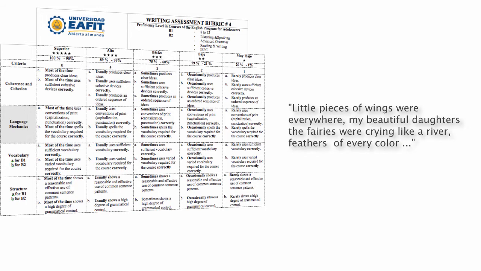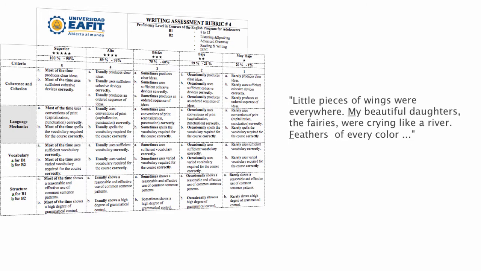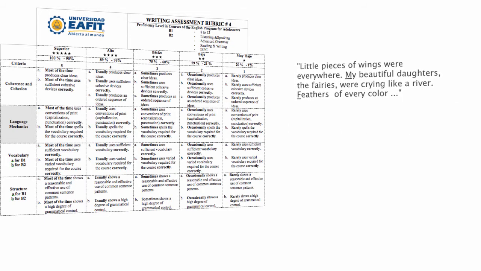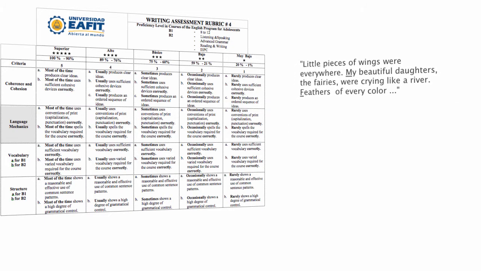So, it would be, little pieces of wings were everywhere. My beautiful daughters, the fairies, were crying like a river, feathers of every color. As a result, taking into account the errors and omissions the student committed in regard to conventions of print as well as his accurate use of them, the given grade for this descriptor is 4.